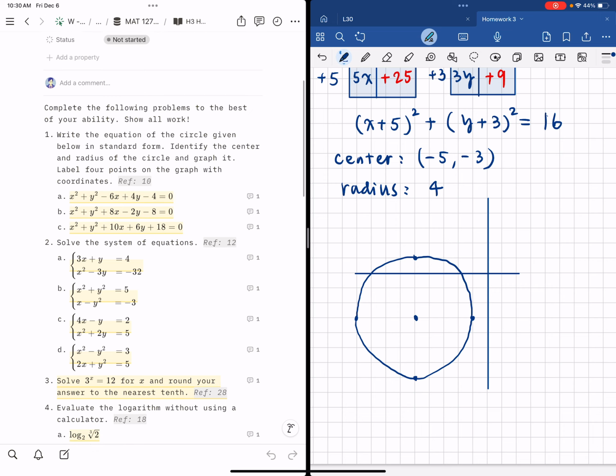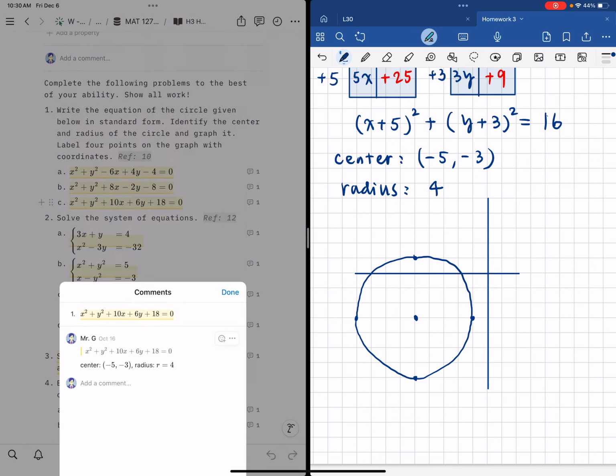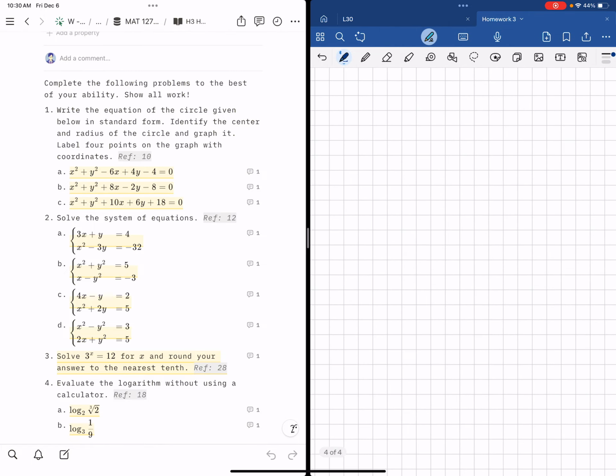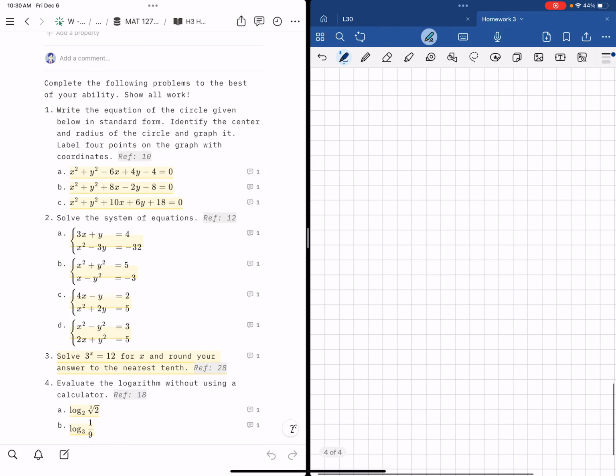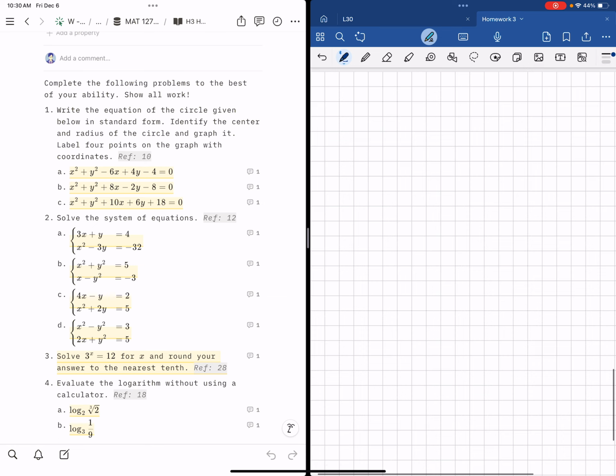Okay, so that is part 1. Question 1. And I think, yeah, I have the solutions. I just didn't have the graph. So in this video, you have the graph as well. Now, let's move on to number 2. Number 2 is about solving systems of equations that are not linear. So let's start with the first system.